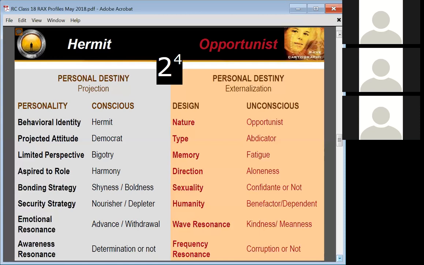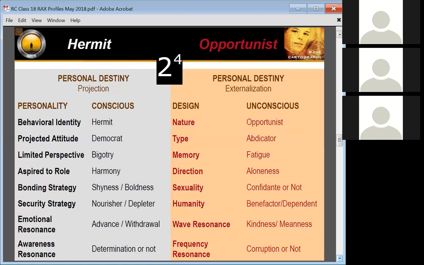Let the majority rule. I'll just go along with whatever the rest of them want, until it's that one cause that matters to you. And then you're going to go out there canvassing and telling people and influencing people and looking for the opportunity to get your point across. So these kinds of things are both available there. They're both a part of it. When you look at the bonding strategy of a 2-4, it's got this shyness, boldness.